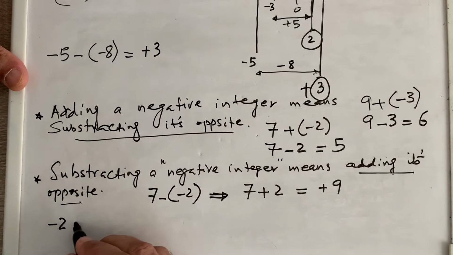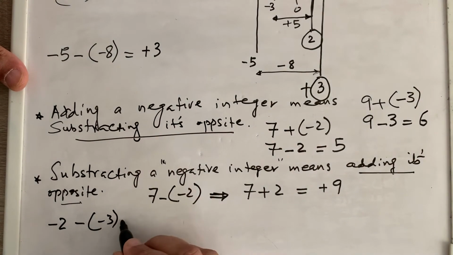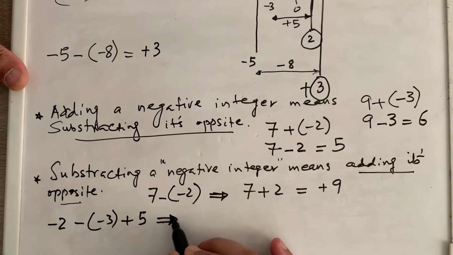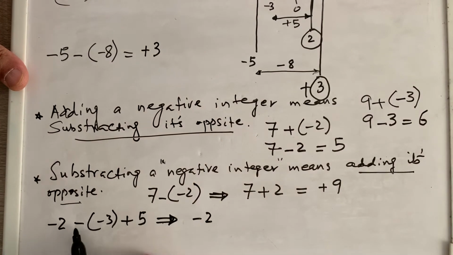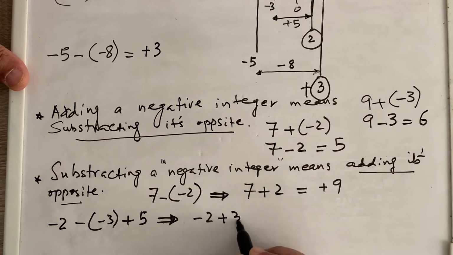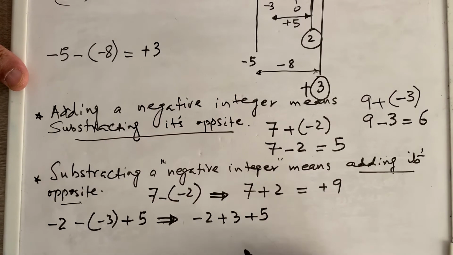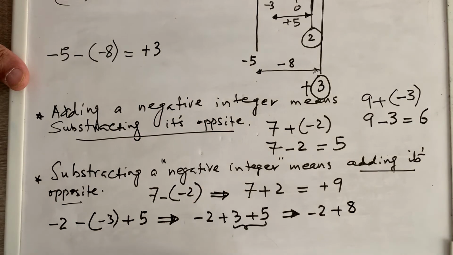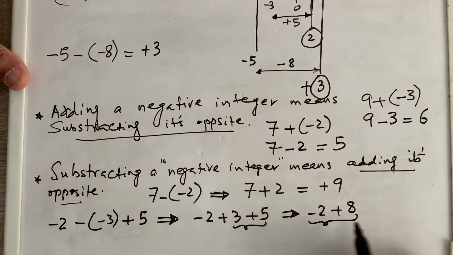Let's say minus 2 minus minus 3 plus 5. What does it equal to? By the rule, minus 3 here means subtracting a negative integer, which means adding its opposite. So I am adding it, and this one is also adding. Now I have to do it on the number line. How many minus I have? 2. How many plus I have? 3 plus 5 is 8. Now I have minus 2 and plus 8.